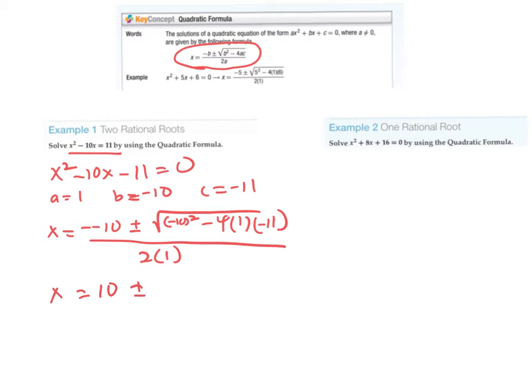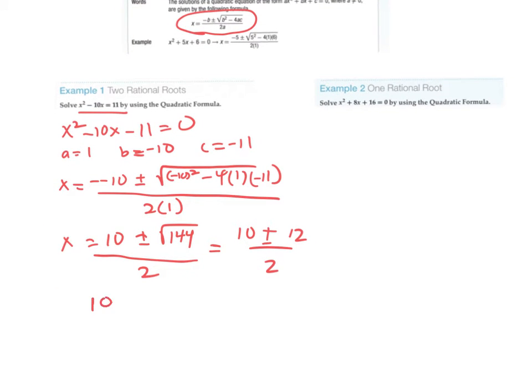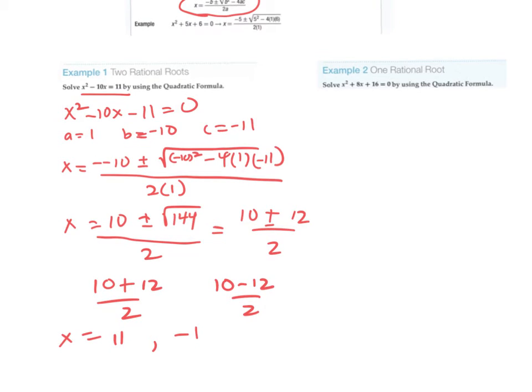This is going to be a plus or minus, and if you do the math in here, that's going to be 144, and over 2. So we can then simplify this. This is going to be 10 plus or minus 12 over 2. So we can now go ahead and solve that: 10 plus 12 divided by 2, and 10 minus 12 divided by 2. The first one would be 22 over 2, which is 11, and this would be negative 1. So our answers become 11 and negative 1 based off using the quadratic formula.